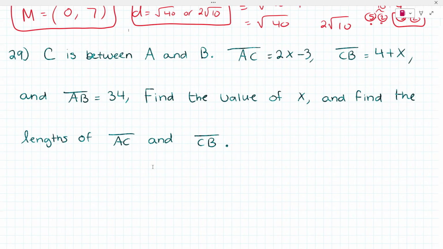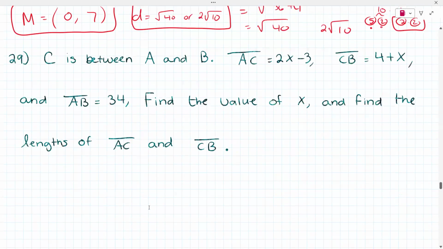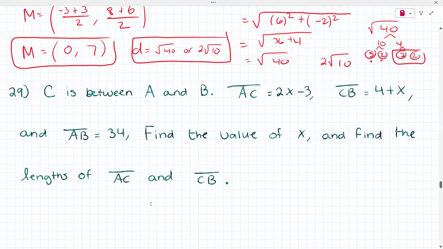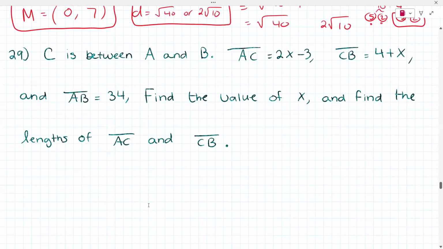Number 29 says C is between A and B. Line segment AC is 2x minus 3. Line segment CB is 4 plus x. And line segment AB is 34. Find the values of x and find the lengths of AC and line segment CB.